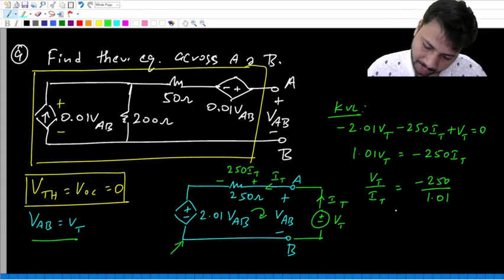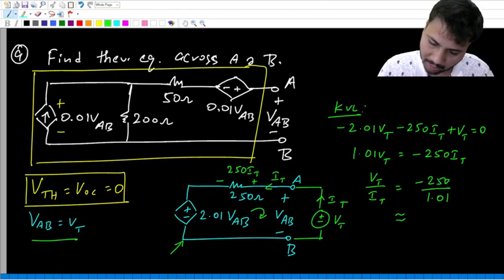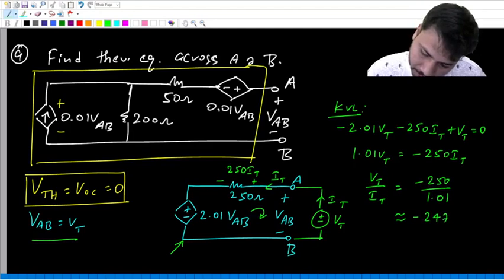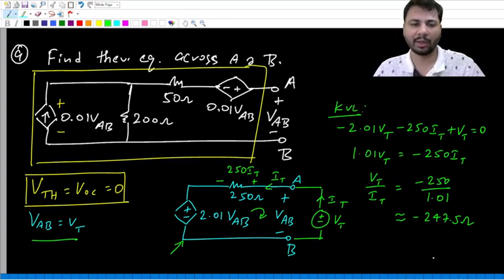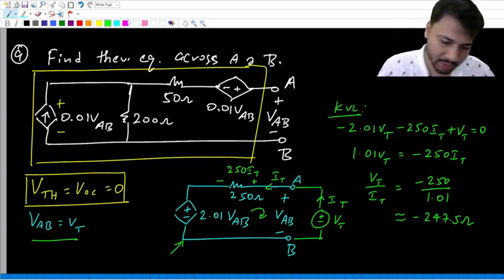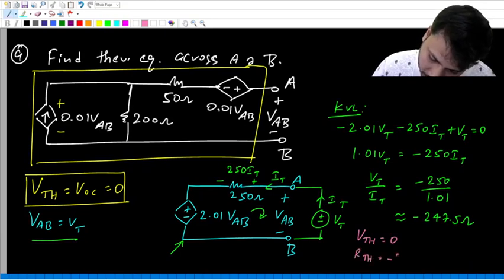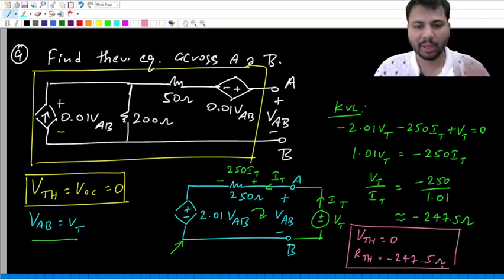So which is approximately, or let me find the value, 250 by 1.01, 247.5 minus 247.5. So what is VT by IT? Is it not RTH? Yes. So finally, VTH is what? 0, whereas RTH is what? Minus 247.5 ohms.